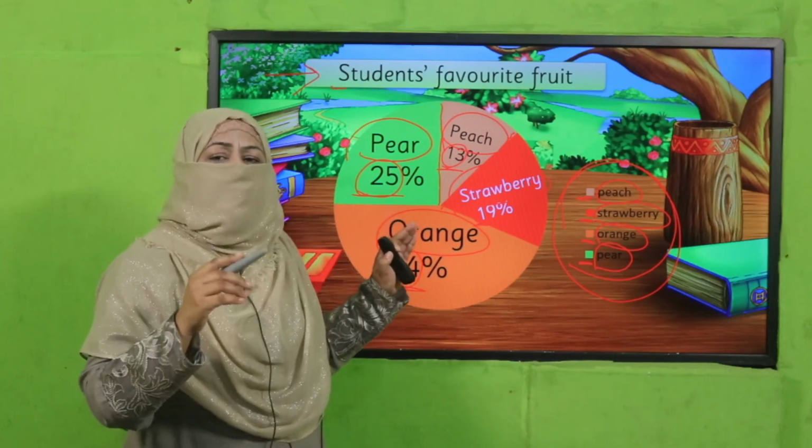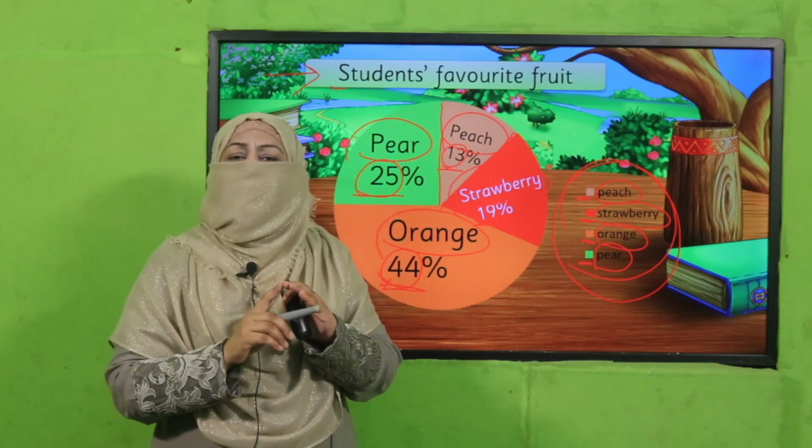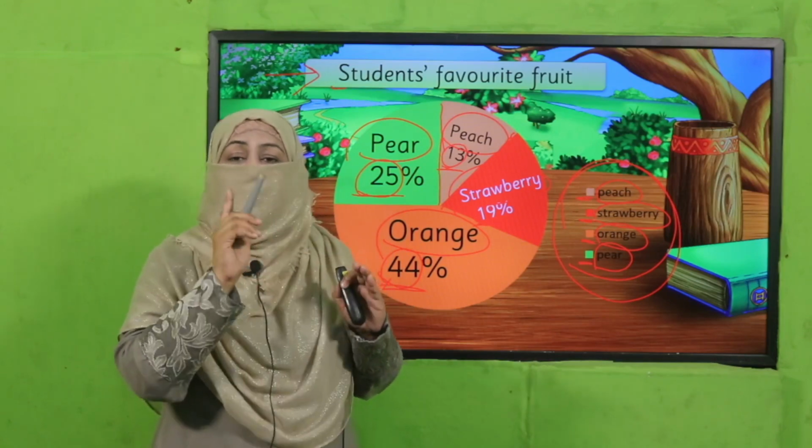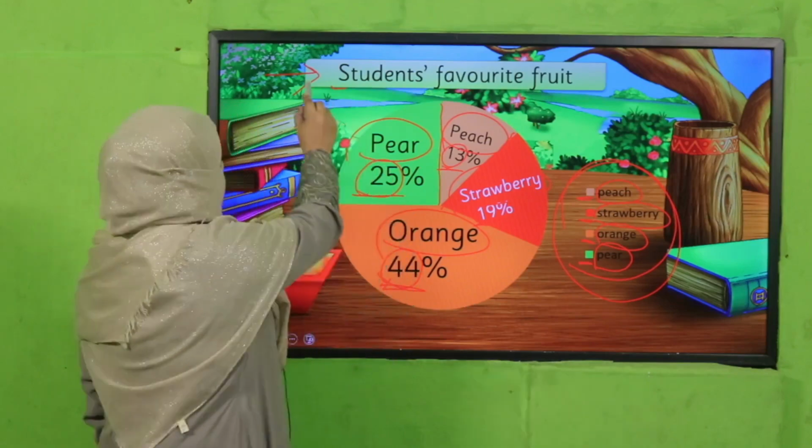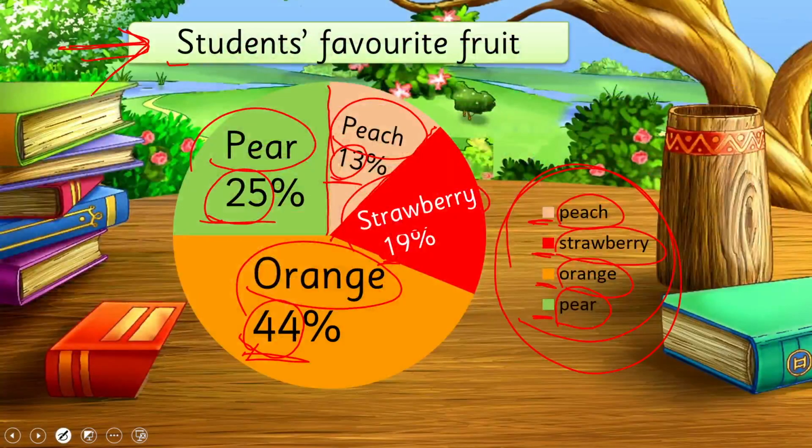Do you understand? So today we are not going to learn how to make a pie chart. We are just going to learn how to read a pie chart. So first of all, we look at the title, then we read the information, pear, peach, whatever the information is given, we read it, and by looking at this, we can find many things.